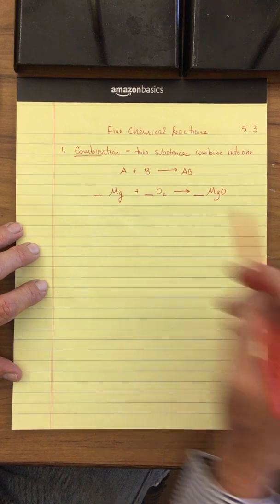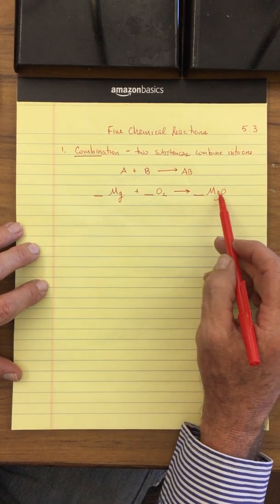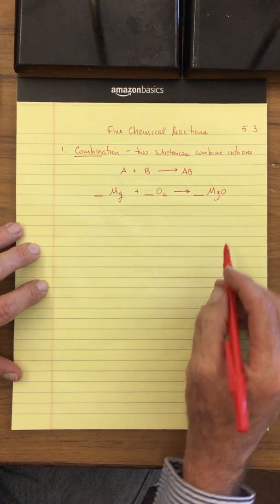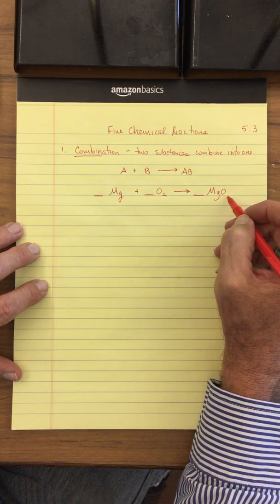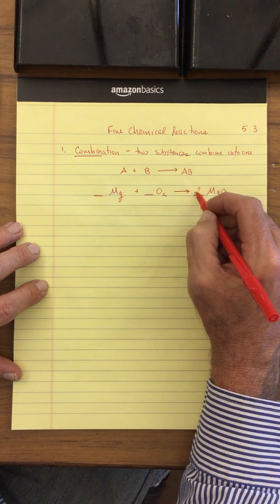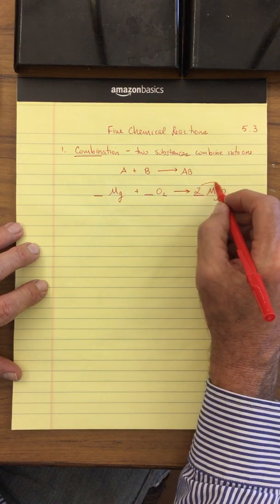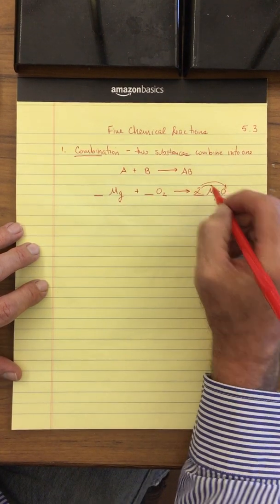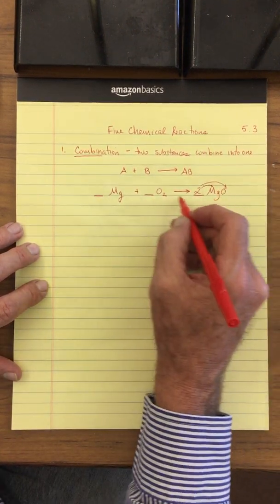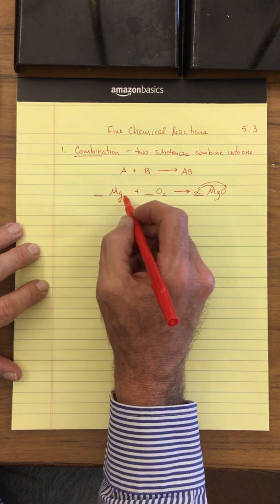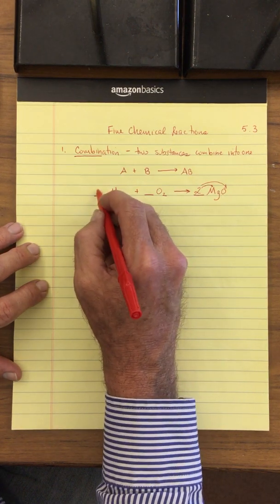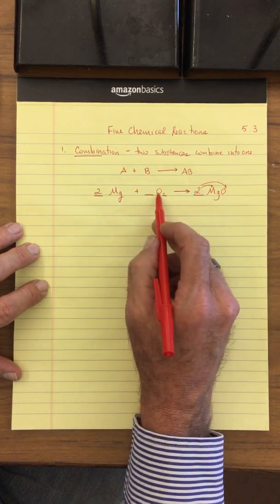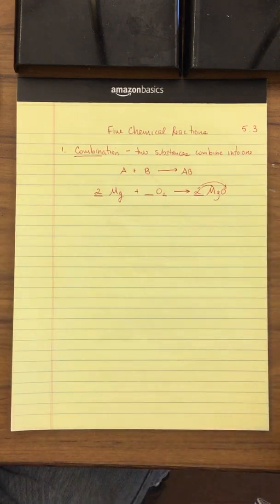Let's see if we can balance this. There's one magnesium here, there's one magnesium here. There's two oxygens here, there's one over here. Remember, I can't use the subscripts to change, so I have to use the coefficients. This gives me two oxygens to match the two over here, but then it also gives me two magnesiums. So I have to come over here, and I can't balance with the subscripts, but I can with the coefficient. I'm going to put a 2 right there. The two magnesiums, the two magnesiums, the two oxygens, and the two oxygens.